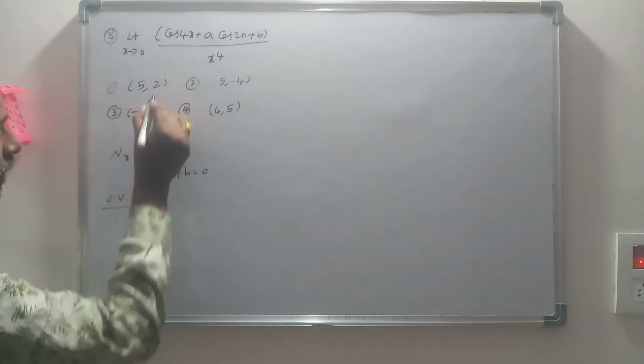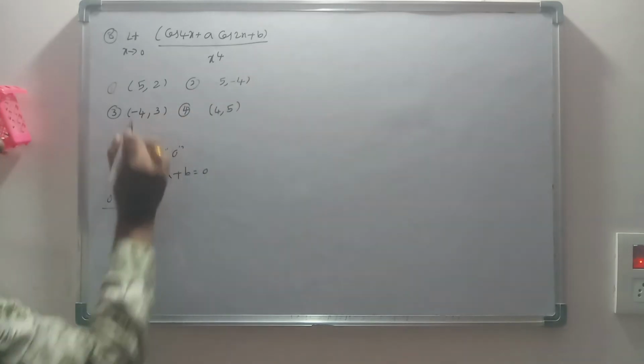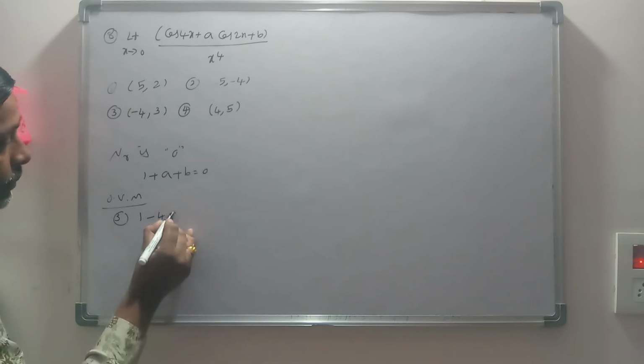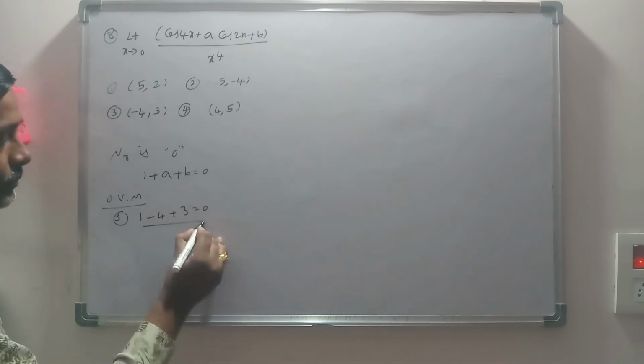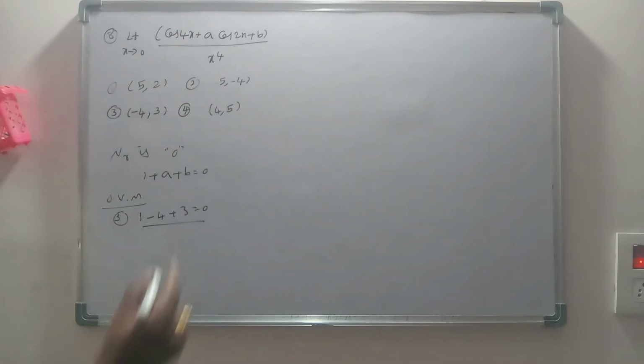What is the first option? 5 comma 2, not possible. Second option, not possible. Third option, 1 minus 4 plus 3 is 0. It is finite. The numerator is also 0. But apply to this one. It is finite, the numerator equal to 0.